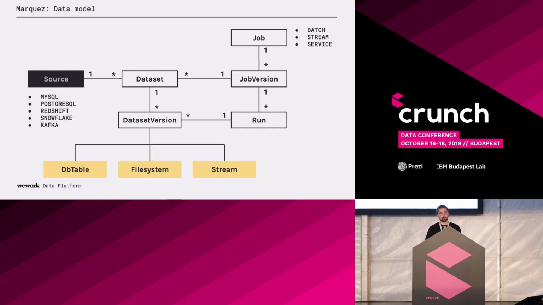And the type of versioning that we have is DB tables. That's a fairly simple one, where if your columns change or your type changes, that's going to be a new version of the table schema. The file system, that's where Iceberg comes in, and we're working with our team out in New York to begin to add that support to Marquez. And this is something we did recently, was stream lineage and stream versioning.